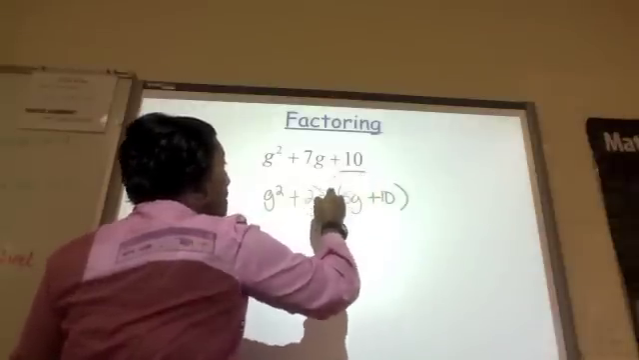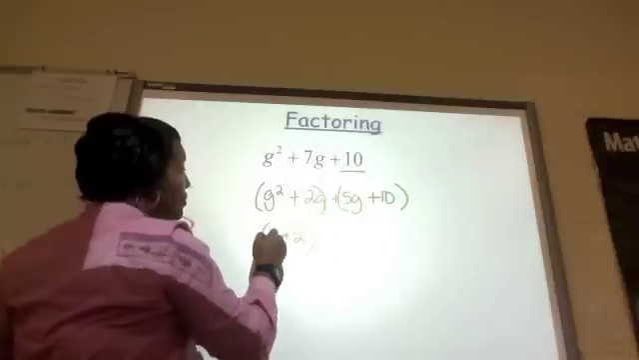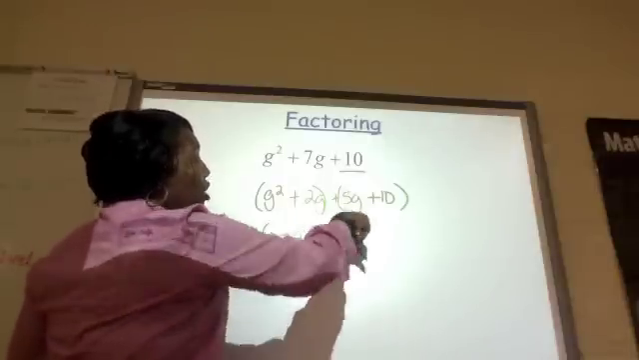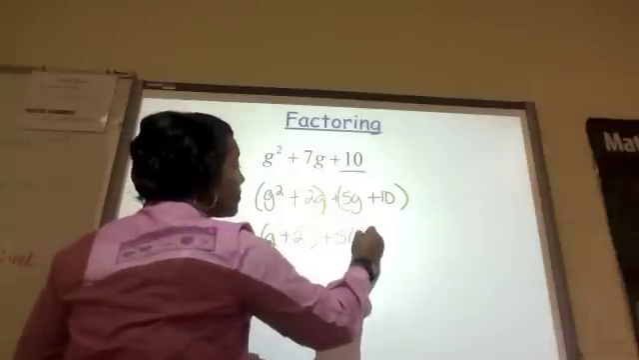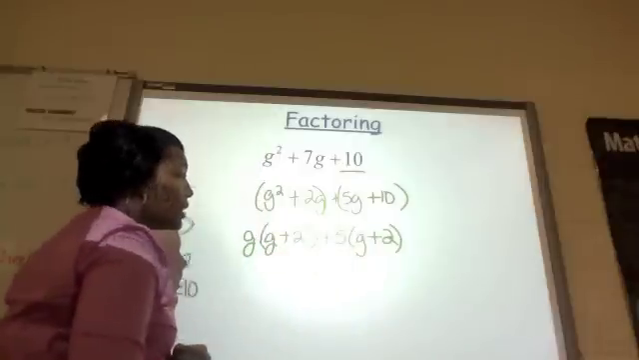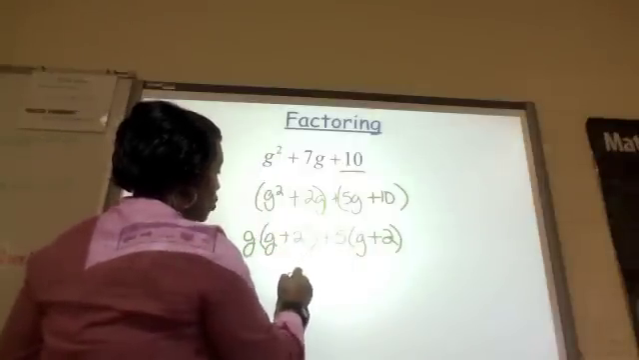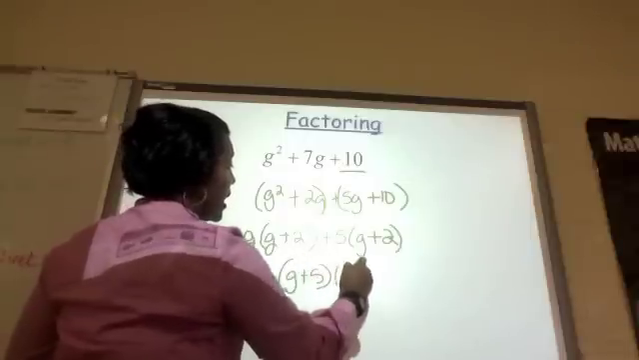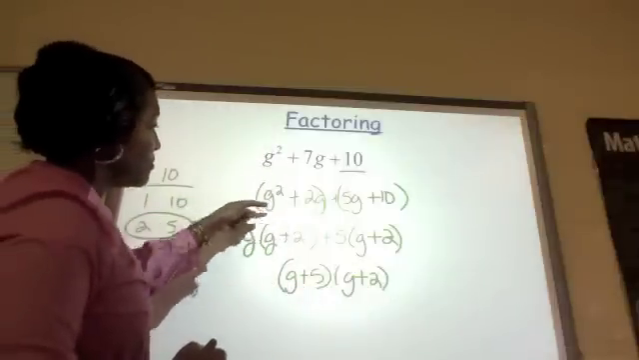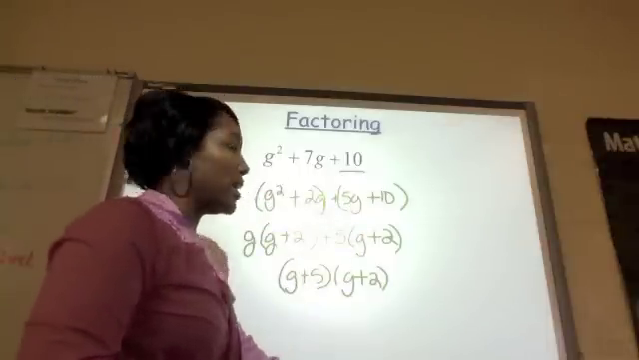Group. G plus 2, G being my greatest common factor. Bring down the plus sign. Greatest common factor here is 5. G plus 2. So, G plus 5 times G plus 2. Again, check system. I just had to go back and make sure that my steps were correct. This would be my final answer.